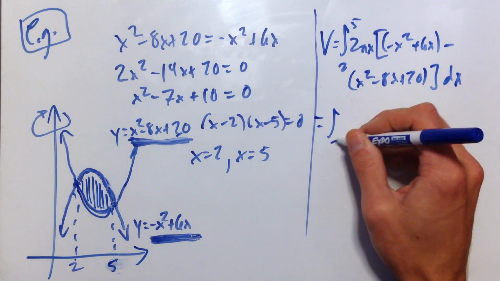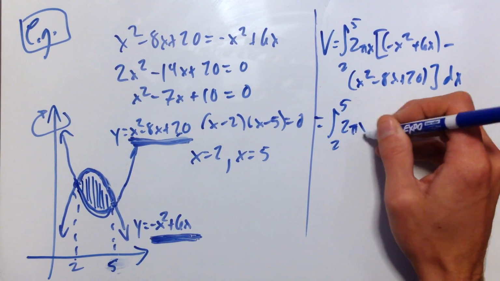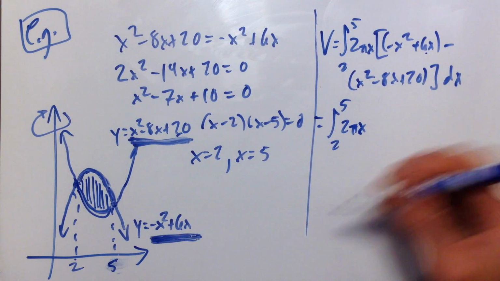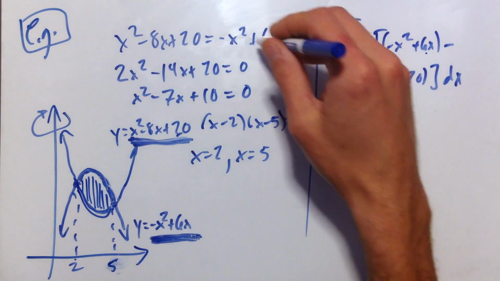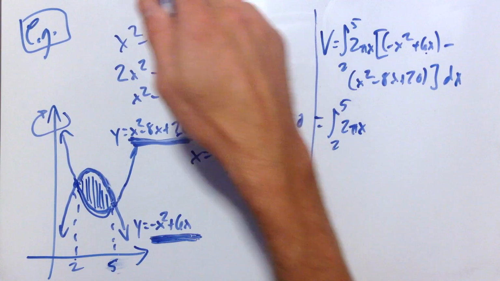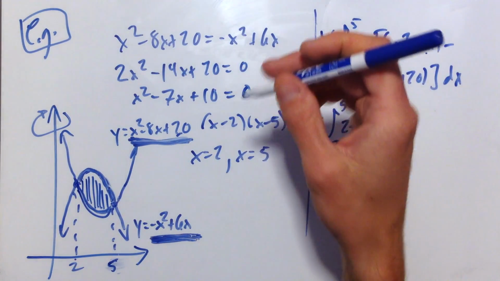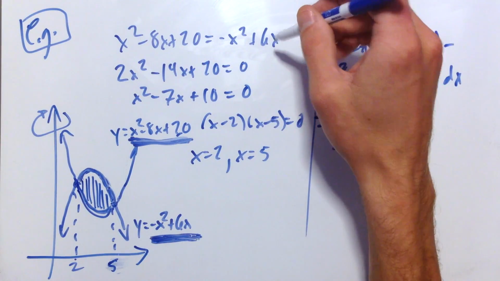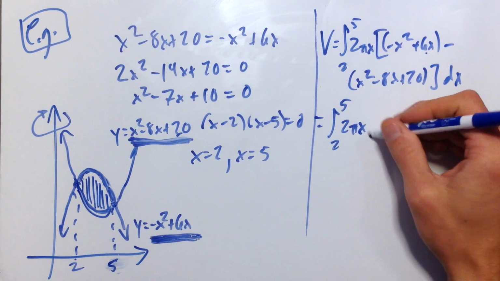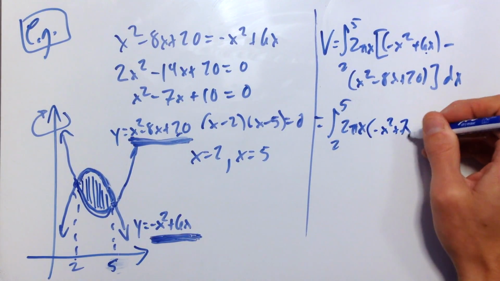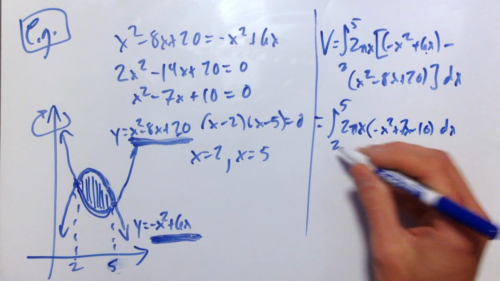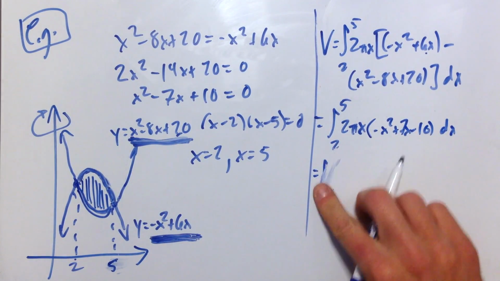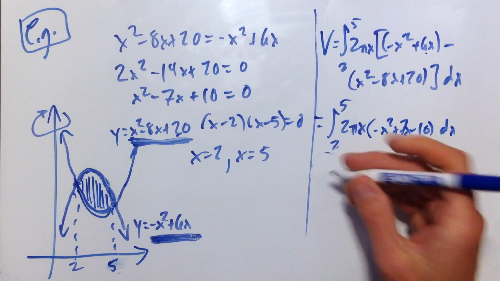dx. And this is going to give me 2 pi x times. One of the nice things in this sort of problem is that this subtraction has already sort of been done for you. When I solved over here, I got everybody onto one side. In effect, what I got was x squared minus 8x plus 20 minus negative x squared plus 6x. I want the negative of that, so this is negative x squared plus 7x minus 10 dx. I'm going to multiply through here, nothing fancy. Let me pull out the 2 pi just because.